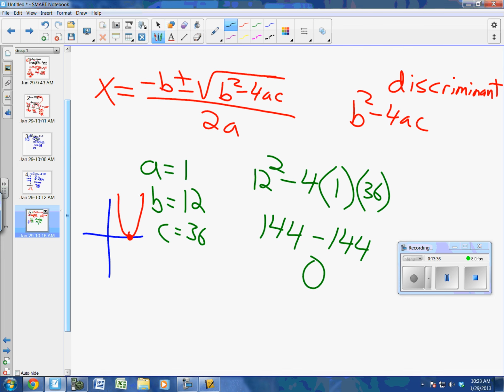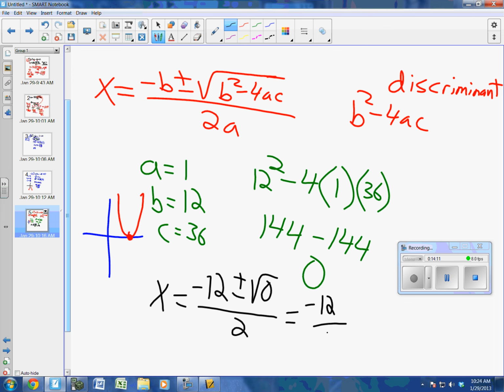If I took this whole quadratic formula, negative b would be negative 12, plus or minus the square root of 0, because for the discriminant we got 0, and 2 times 1 is 2. What's the square root of 0? 0. And 12 plus 0 and 12 minus 0 are all the same, right? So you get negative 12 over 2, which is negative 6. That's your answer.